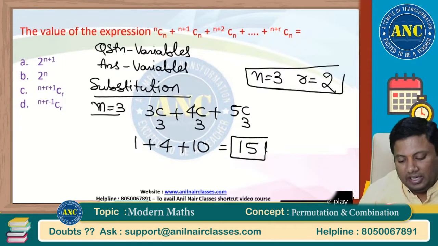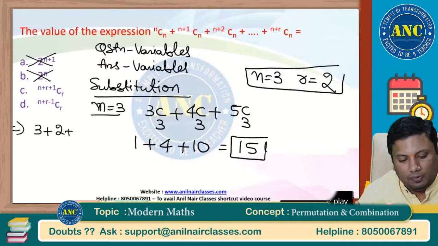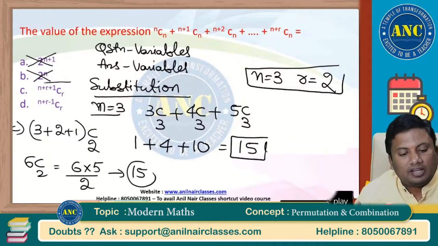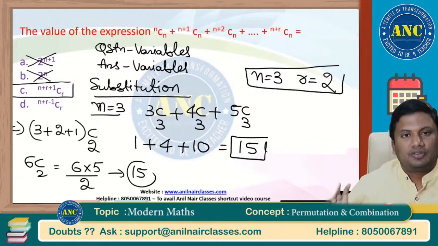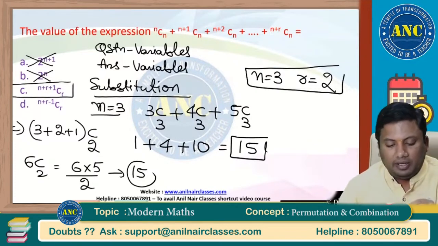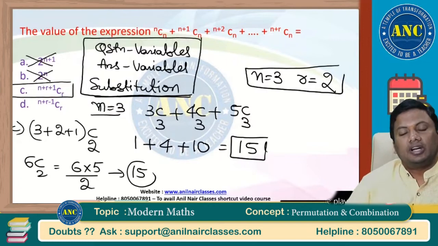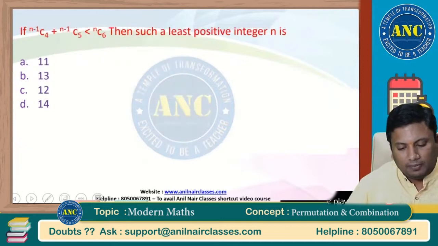First option, 15 is an odd number. 2 power is an even number. Now n plus r plus 1, so 3 plus 2 plus 1, it is 6C2. 6C2 is 6 into 5 by 2. The answer is 15. So the answer for this question is n plus r plus 1 Cr. Whenever the question contains variables, the answer also contains variables. The best way to solve this question is by using the substitution method.